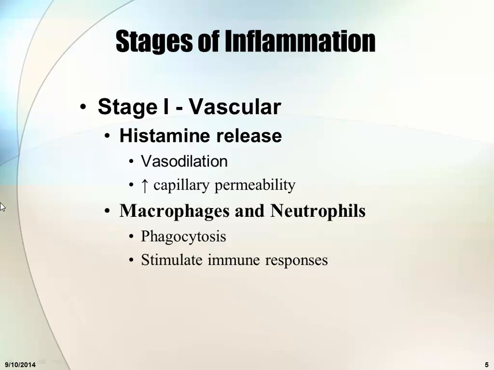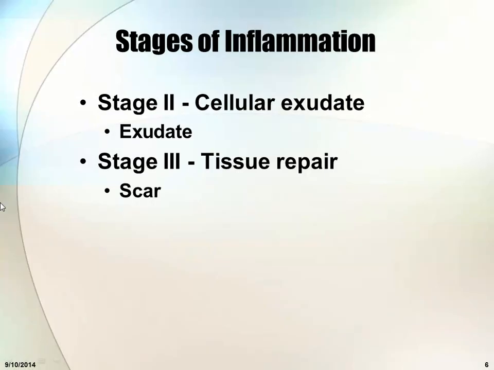Going on to the next stage is stage 2, where there is cellular exudate. This exudate is really the result of white blood cells coming to the area, fluid from the damaged cells, and also necrotic tissue. We're going to talk more specifically about exudate when we do wound care in about 2 weeks. Okay, so we'll talk real specifically. This will all link together.